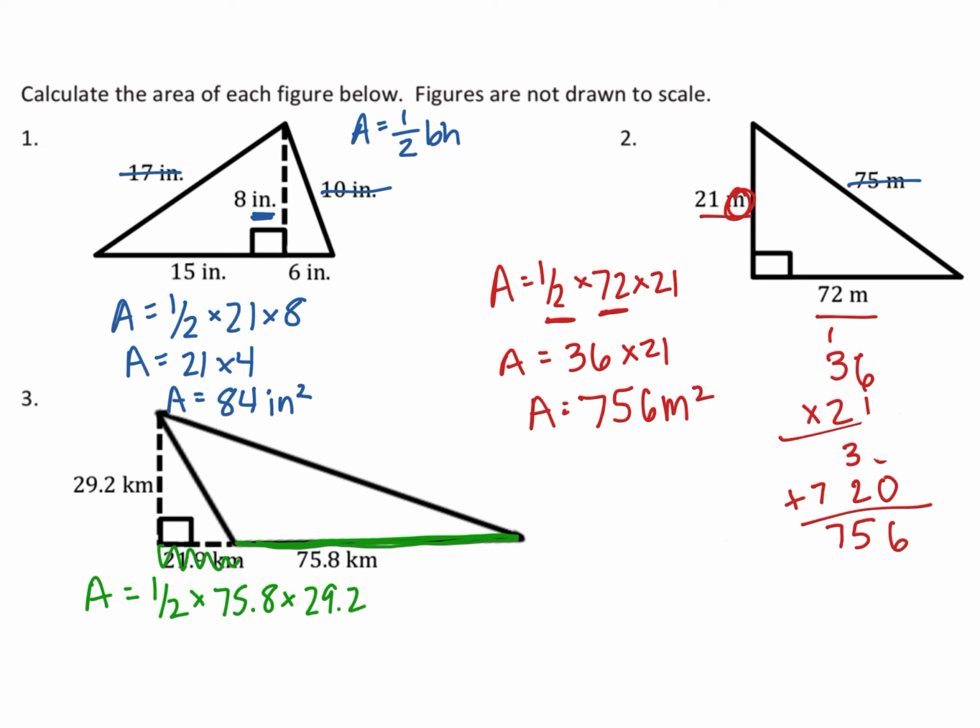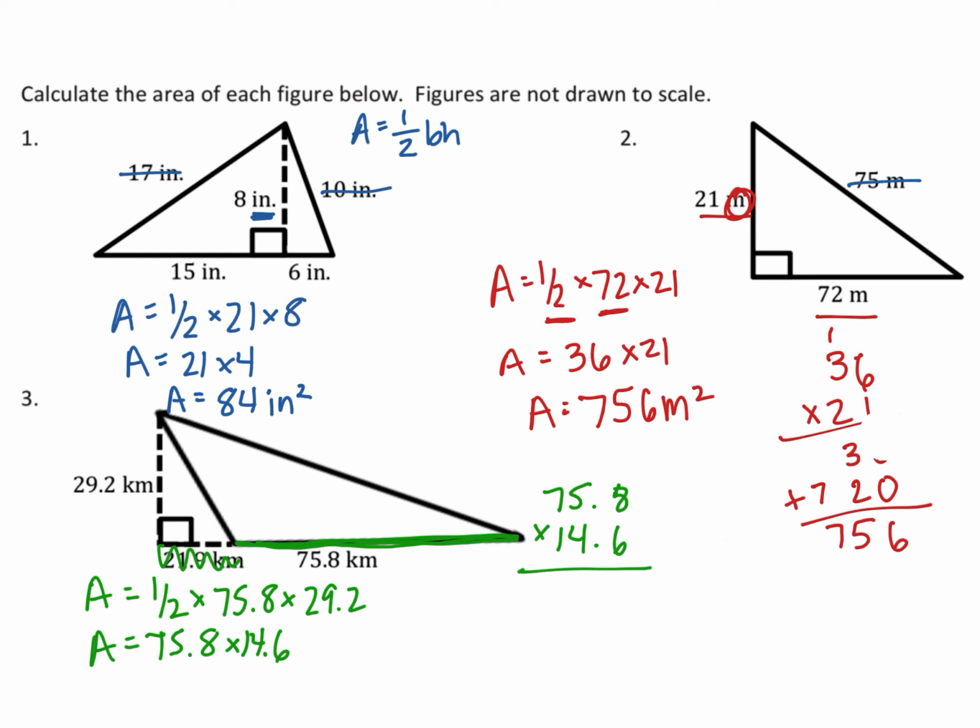All right, so we need 1/2 of 75.8 times 29.2. 1/2 of 29 would be 14.5, and 1/2 of 0.2 would be 0.1. So 14.5 and 0.1 would make 14.6. So on the side, we can multiply those out. 14.6.